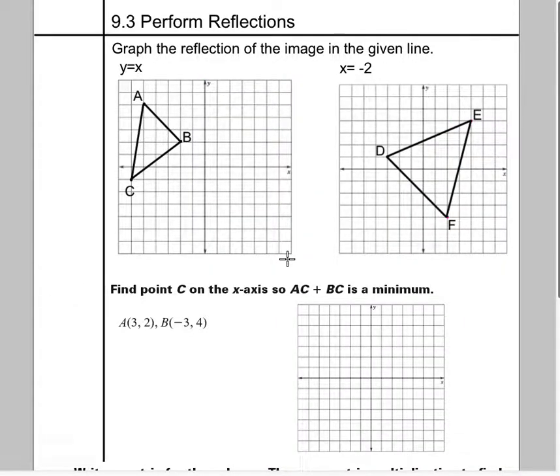Here it wants us to graph the reflection in the given line. This first one is y equals x. The line y equals x goes through the origin, and it has a slope of 1. That's called the parent linear function from when you were learning Algebra 1. So I've just graphed several points on that line, and I'm drawing the line in.